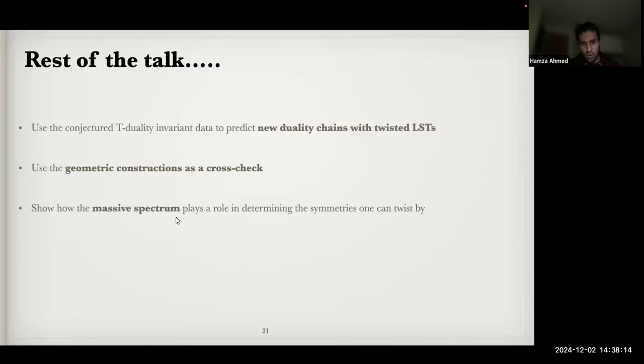One important thing that I'll show in an explicit example is how the massive spectrum of your theory actually determines the actual symmetries of your theory, which is why we have to keep everything and not integrate out anything, because if you didn't know about this massive spectrum, we wouldn't know what the actual discrete symmetry of the theory is. Then I will use this T-duality invariant data to predict a new class of LSTs with kappa p equals 1. I say predict because, as I'll show you, we don't have the geometric realizations of these, so we don't have the cross-check, but we have everything else.